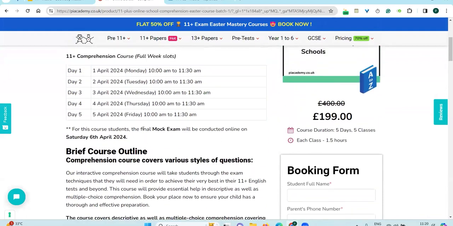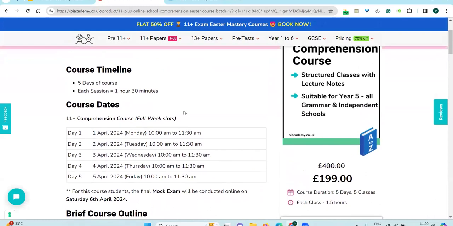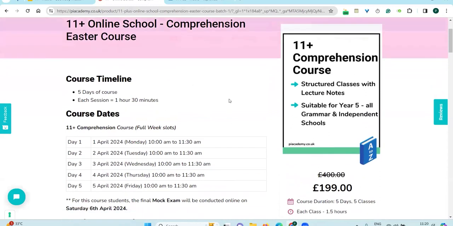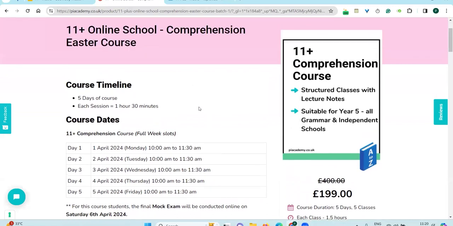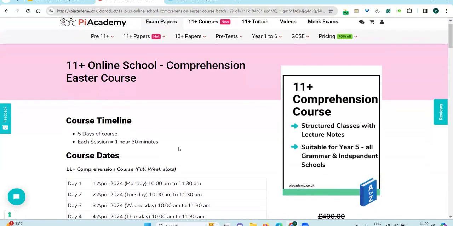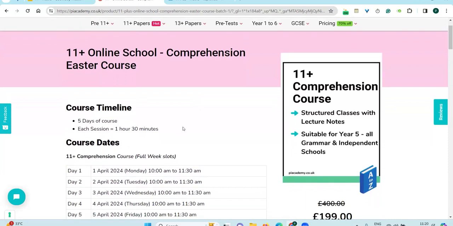As you can see here, we've mentioned that the final mock exam would be on 6th of April. These mock exams are conducted online and each student has one attempt to check whether they have understood their concepts well. With this, they would also be able to see the leaderboard and the scores of their peers and see where they stand. So do check out our Easter courses. We would be adding more courses across the next 1 or 2 days, and you would be able to see the various things that each course comes with. We have daily homework for all our Easter courses, and we also have the final mock exams.